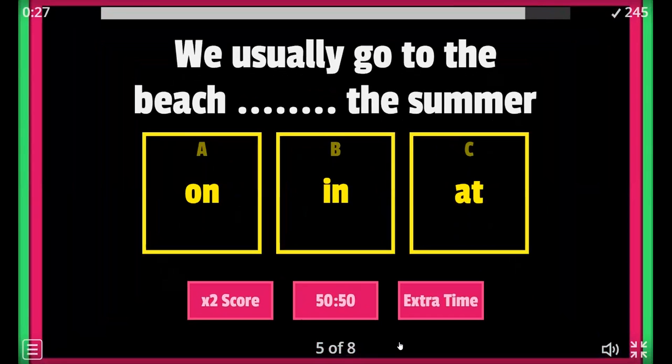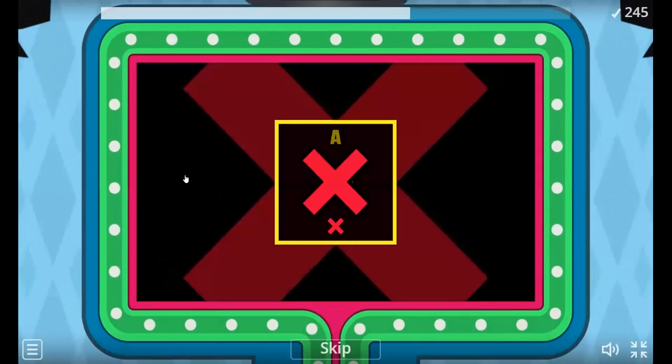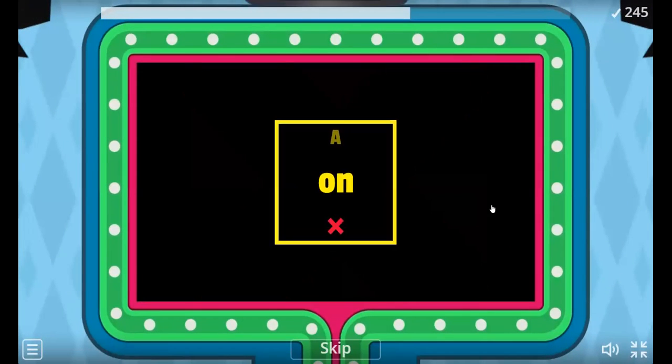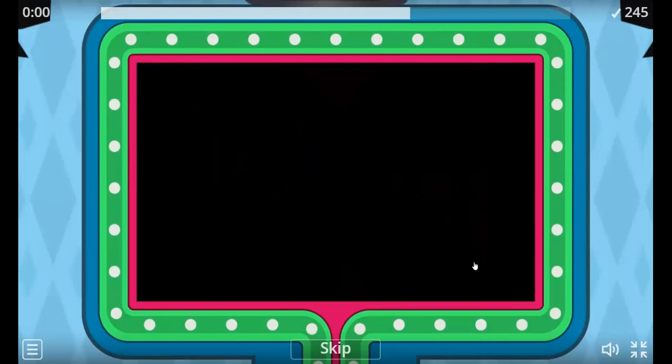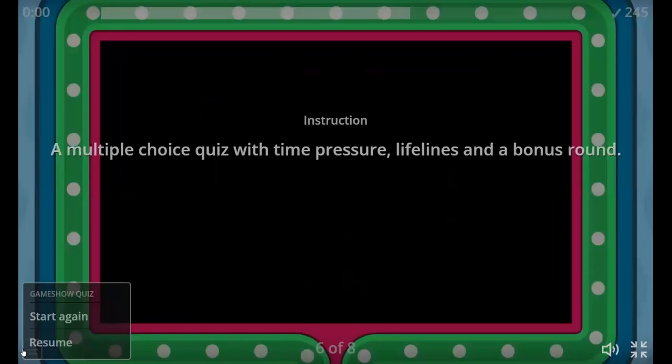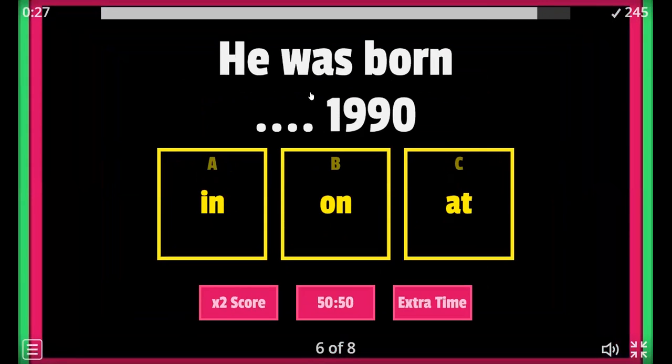We usually go to the beach. Esa es una estación de tiempo. Una estación. On the summer. Okay, vamos a ver. Oh, no. En el verano sería in. Okay, we are going to stay with that.